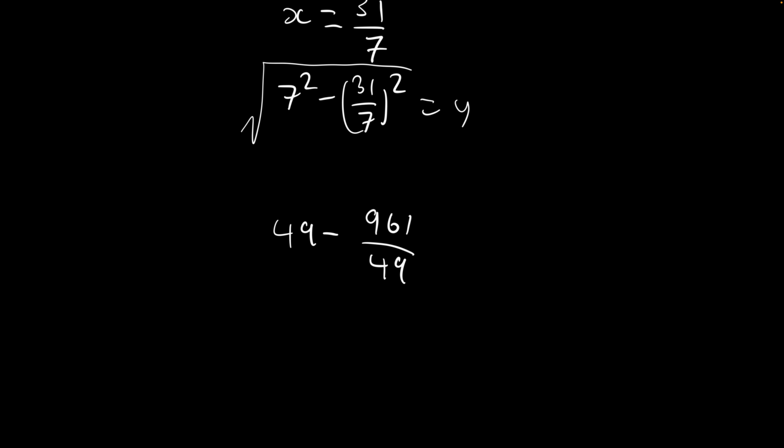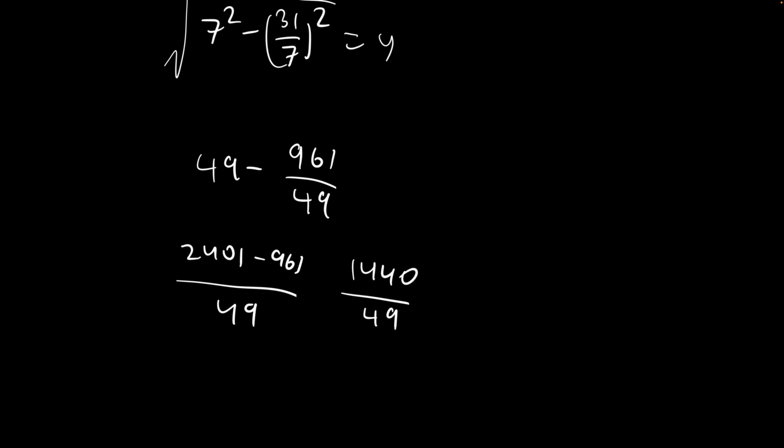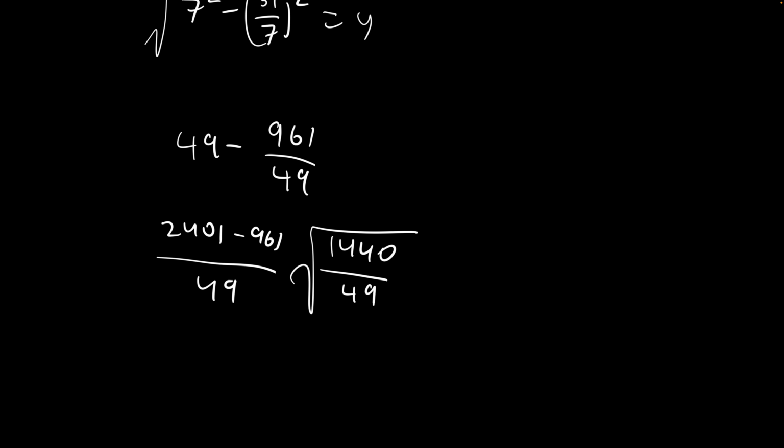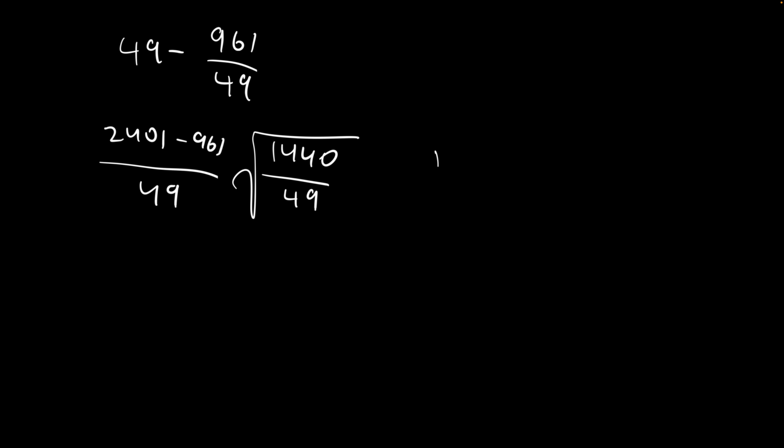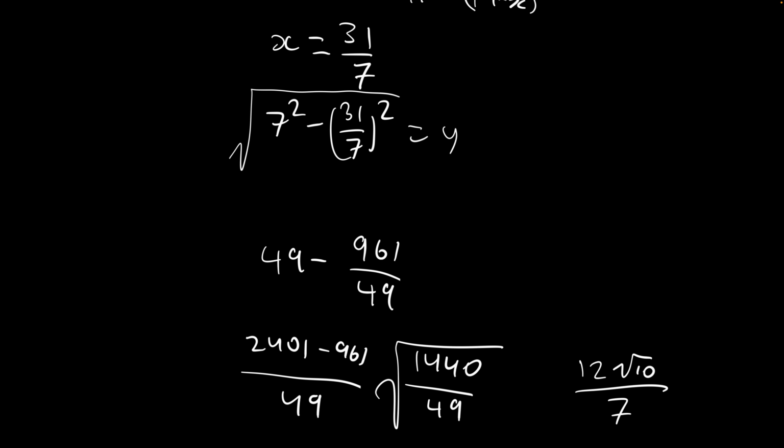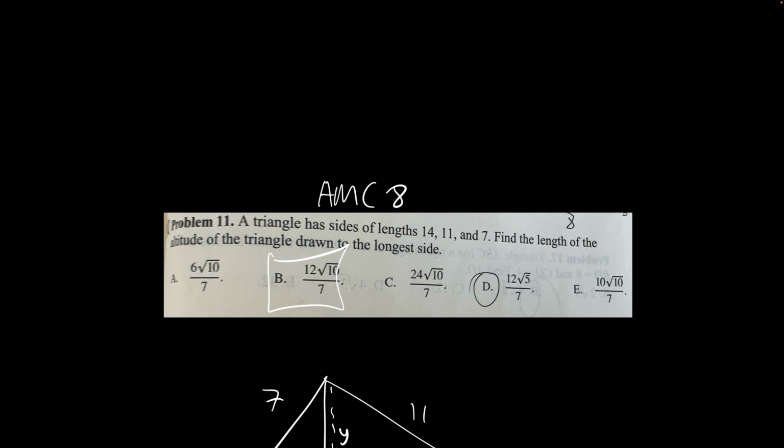961/49. Now 49 squared is equivalent to 2401. So we have this expression over here, rooted. Now we just have to simply root and calculate. The top is 1440/49. Now we approach by rooting this, getting us equivalent to 12√10/7. And if we look back at our answer, we have 12√10/7, and that is our answer.